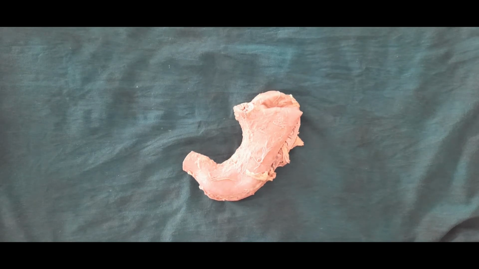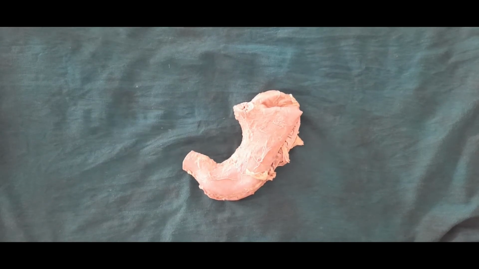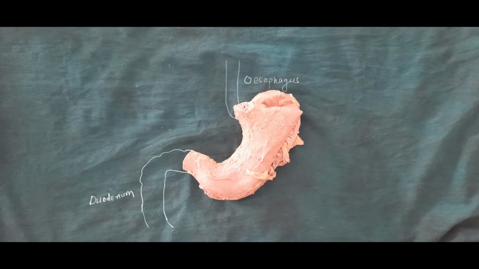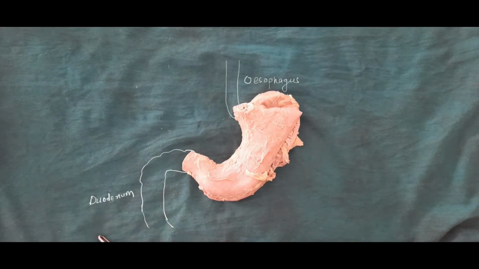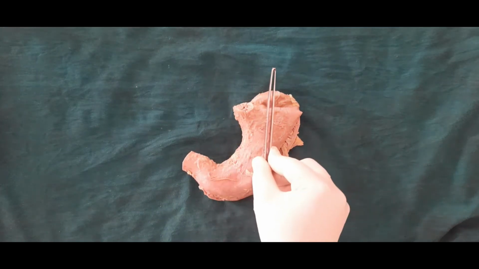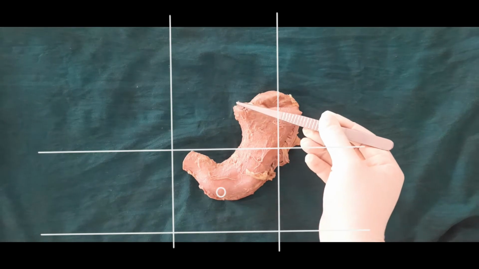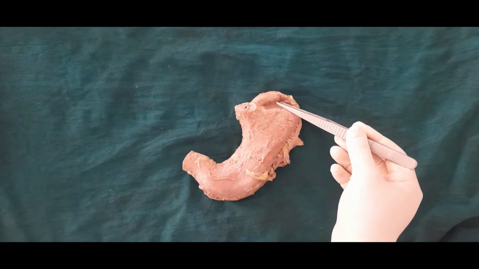So in this video I will describe the stomach, its parts and its interior. The stomach is a hollow muscular organ which makes the most dilated part of the gastrointestinal tract. Above, it is continuous with the esophagus and below with the duodenum. It occupies three regions of the abdomen: umbilical, epigastric and left hypochondriac region.